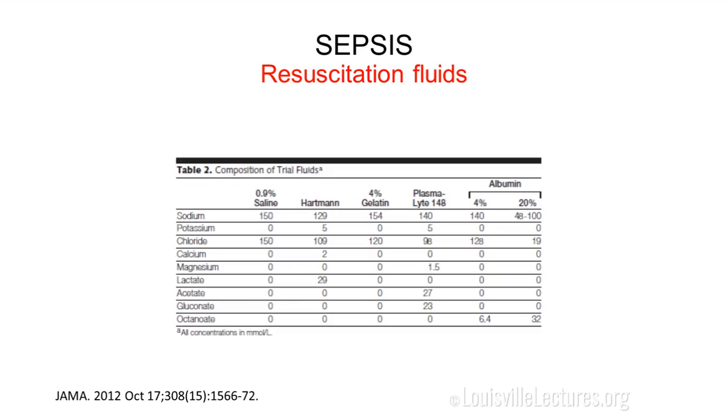Here is just showing the composition of the fluids. With saline, you have 150 milliequivalents of sodium, 150 of chloride. With lactated Ringer's, you have 129 milliequivalents of sodium and 109 of chloride. With 4% gelatin, you have 154 milliequivalents of sodium and 120 of chloride. With Plasma-Lyte, you have 140 of sodium and 98 of chloride. With albumin 4%, you have 140 milliequivalents of sodium, 128 of chloride. And with albumin 20%, you have 48 to 100 milliequivalents of sodium and 19 of chloride.